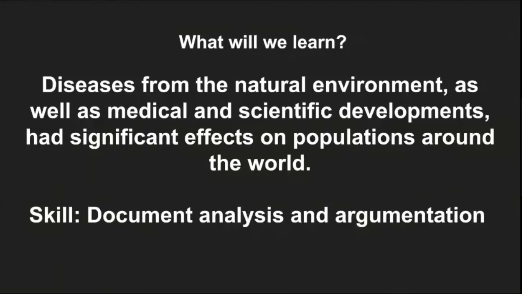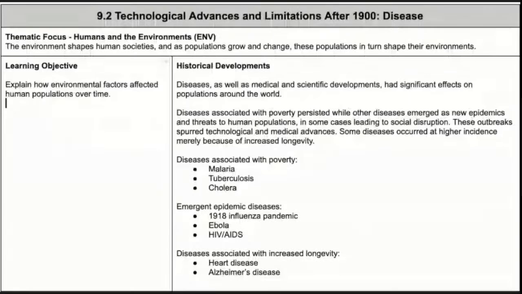What will we learn? Well, diseases from the natural environment, as well as medical and scientific developments, had significant effects on populations around the world. The skill we're going to use is document analysis and argumentation with 3 documents. So, technological advances and limitations after 1900 with a very specific focus on disease. Explain how environmental factors affected human populations over time.